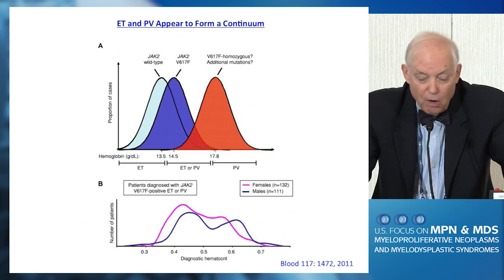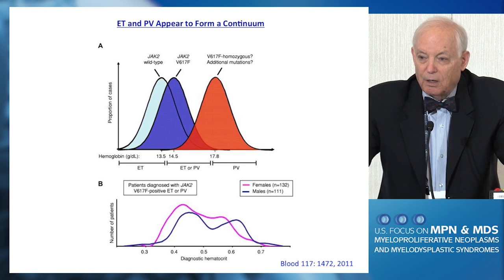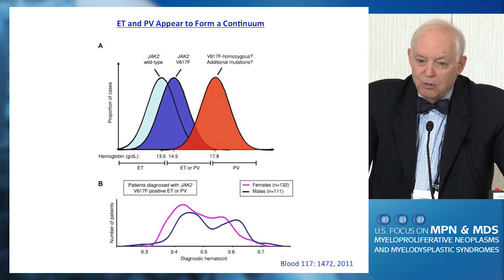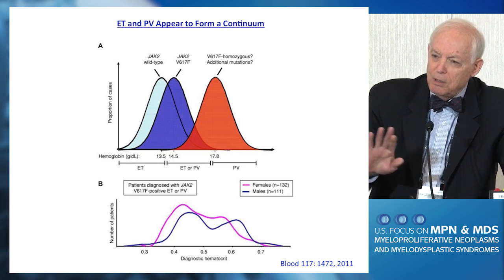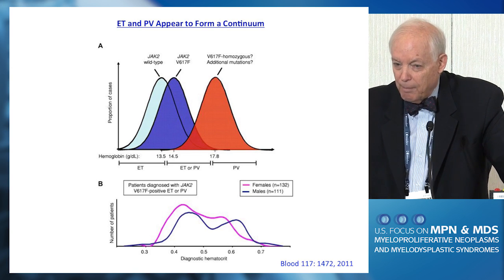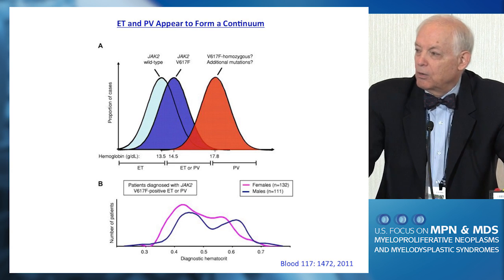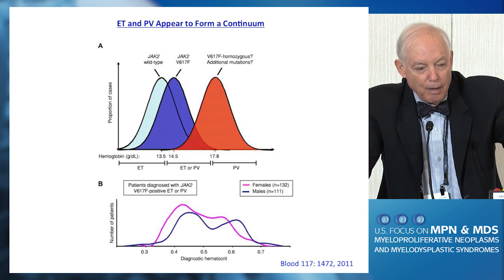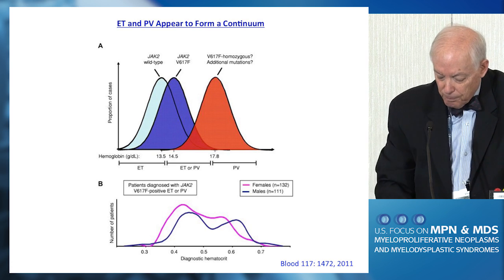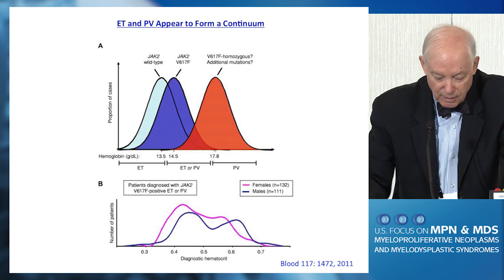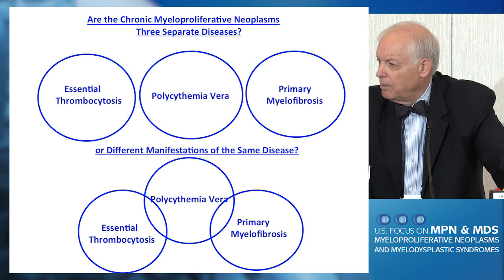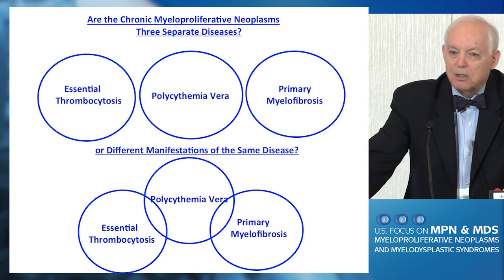Now, it so happens that people have looked at these diseases, they get the same mutation, and if you look at ET and you look at PV, and you see this continuum, they seem to overlap. And if you look at the hematocrit values, they seem to overlap. Not true, because hematocrit doesn't tell you what the red cell mass is. But up has come this conclusion that ET and PV appear to be a continuum. And so now we come back to: are these three disorders different disorders, or are they different manifestations of the same disorder?